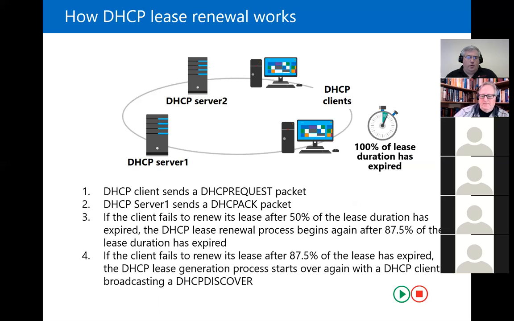Yeah, we're learning the protocol RFC, which is the standardized version. So yes, 50%, then before 87.5, and then after 87.5, it'll go through the whole thing again. We can continue. I think I got the gist of it. All right.